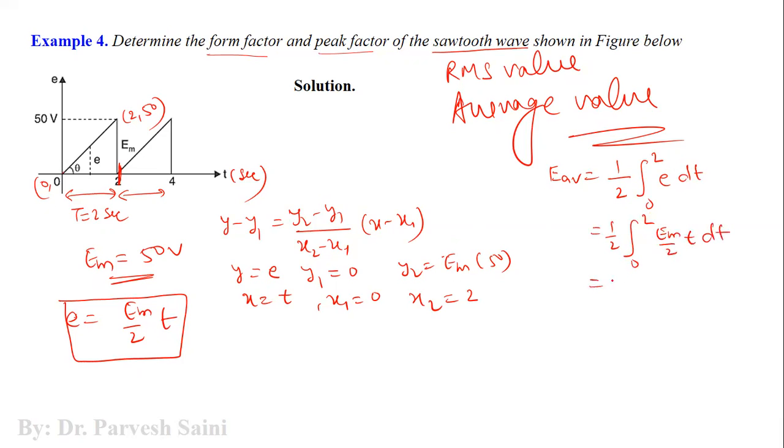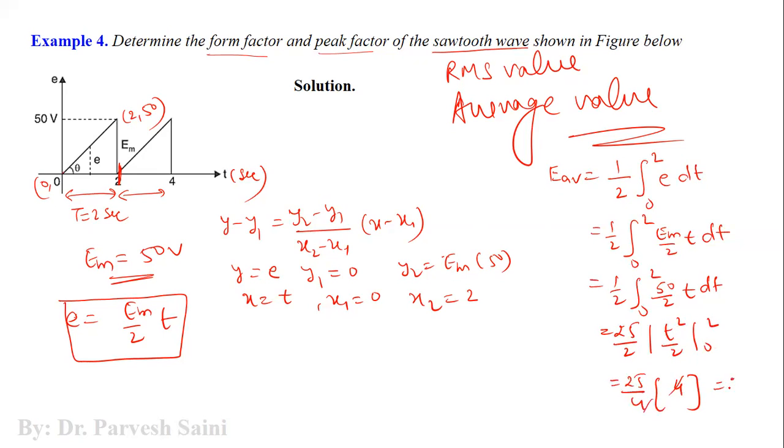So Em is 50 here, so 1 by 2, 0 to 2, 50 divided by 2 t dt. So it is 25 by 2, and t square by 2, 0 to 2. So this would be 25 by 4, and it is 2 square minus 0, so it is 4. So this would be 25 volt. So the average value here is 25 volt.